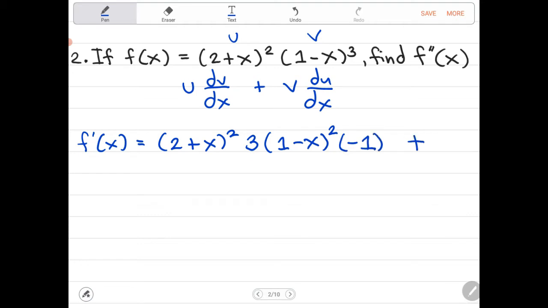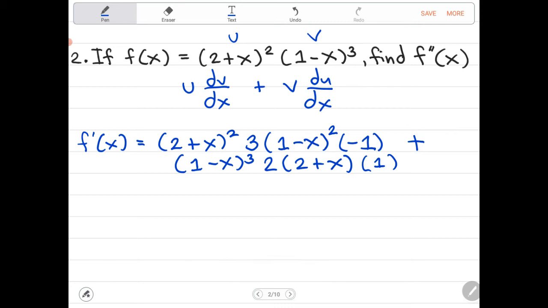Plus, okay, so v, let us copy the v, that is 1 minus x cubed times the derivative of u, bring down the exponent, then 2 plus x, then 2 minus 1, the exponent, then times the derivative of the equation inside the parenthesis, which is 2 plus x. What is the derivative of 2 plus x? That is 1. Okay? Then, after that, let us simplify.